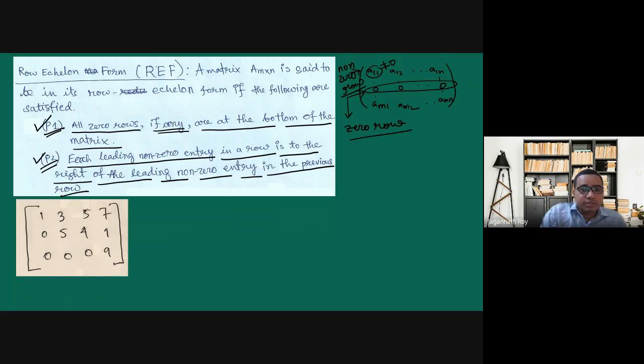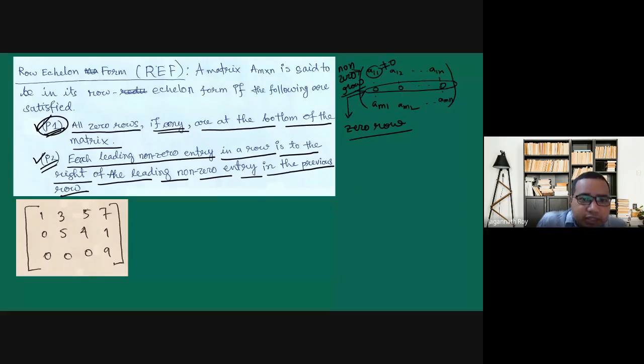So let us see some example. Let us check property 1, all zero rows. There is no zero row, so we don't have to check property 1. Remember, it is not that a row echelon form will always have a zero row. If it exists, then it will be at the bottom.